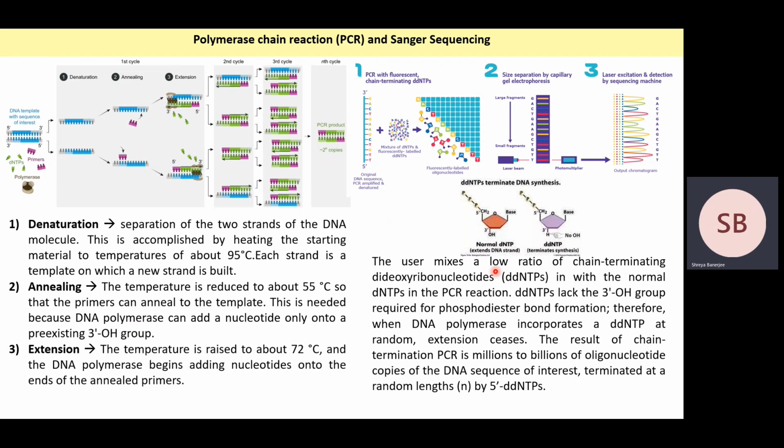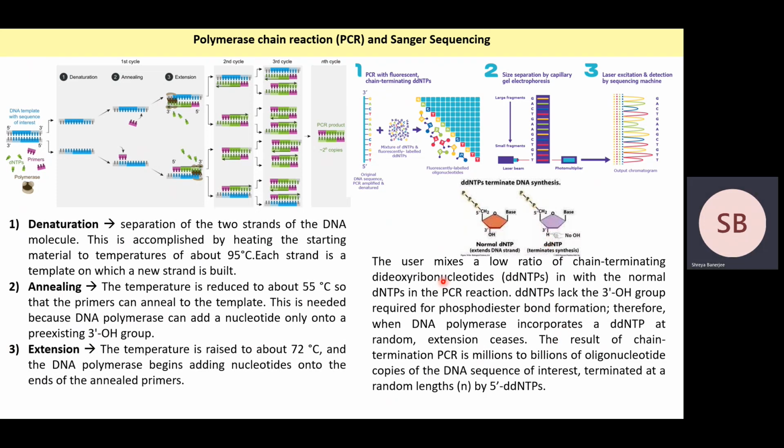In Sanger sequencing, what happens is that along with the deoxyribonucleotides or dNTPs, a number of chain terminating dideoxyribonucleotides or ddNTPs are also mixed into the polymerase chain reaction mixture. In ddNTP, basically this 3' OH is not present. So whenever a ddNTP is incorporated in the extension step, the extension step immediately stops, because there is no OH for adding further nucleotides.